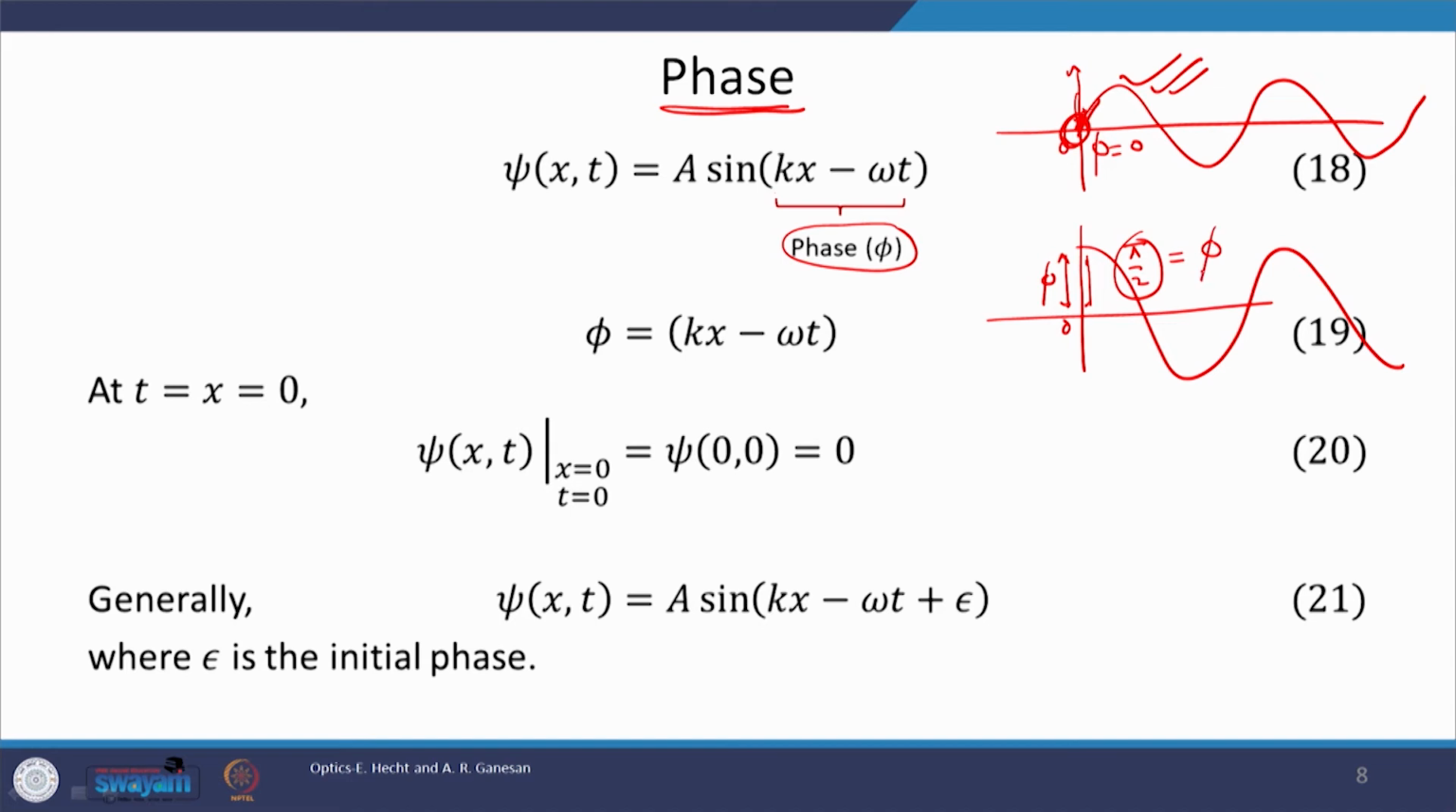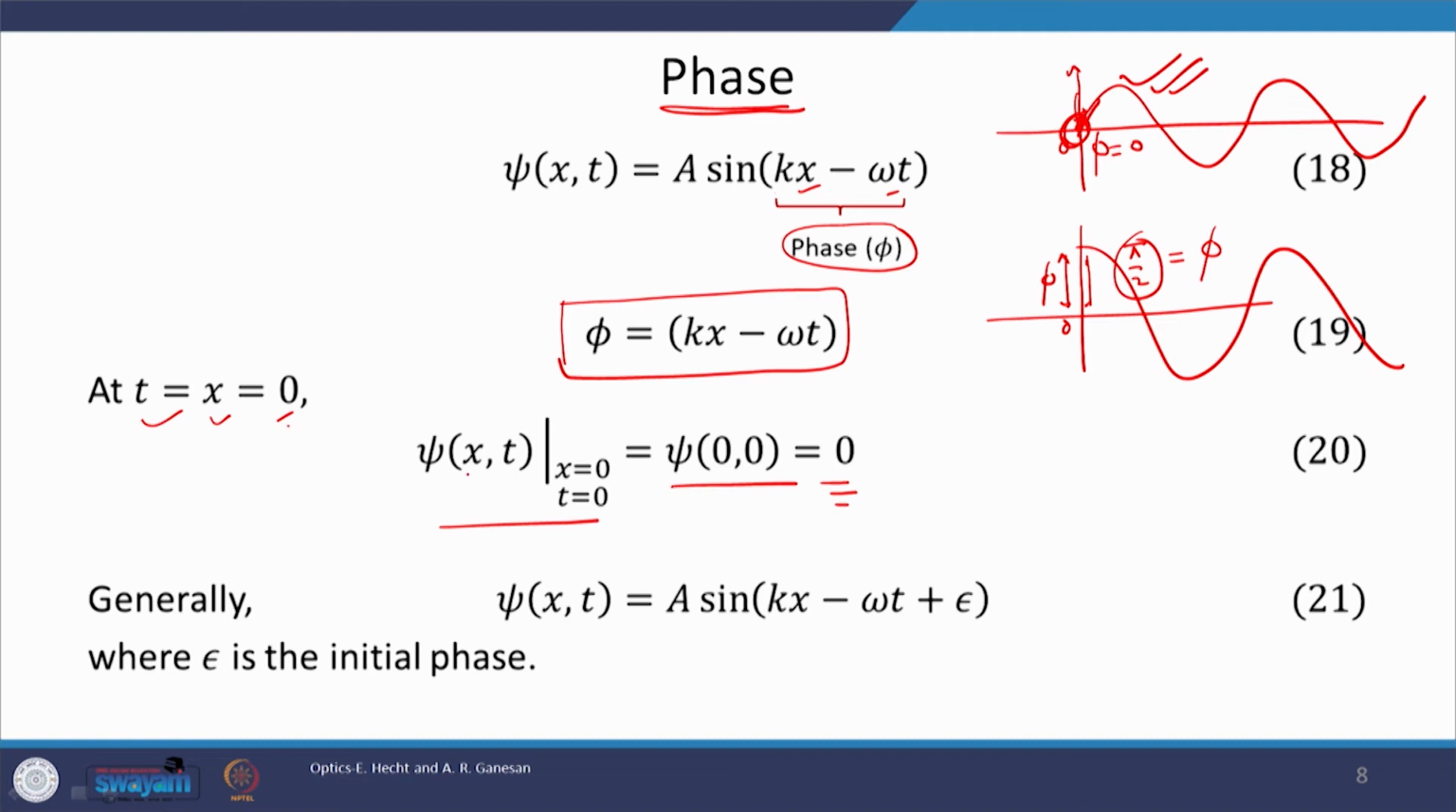Okay. Anyway, let us go with the definition of phase here. The phase phi here is defined as kx minus omega t. Now, at t and x equal to 0, the wave function would be 0, because when both x and t are 0, the sinusoidal function would be 0, and therefore the wave function would be 0. Okay, therefore, we can see that phase plays a very important role here.